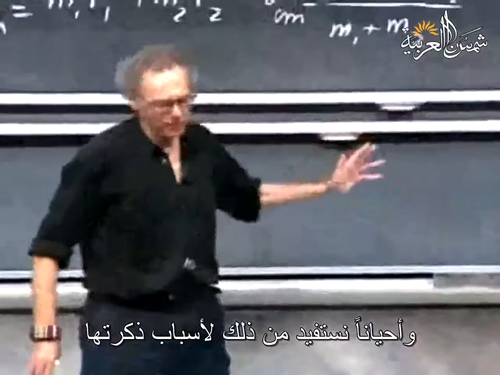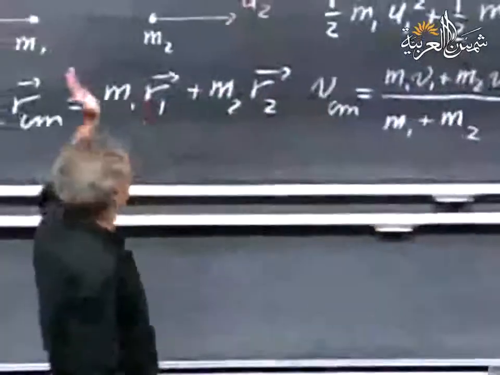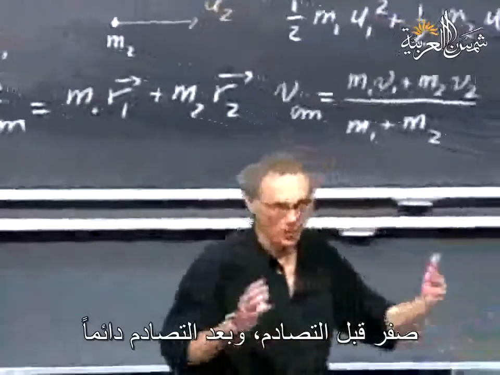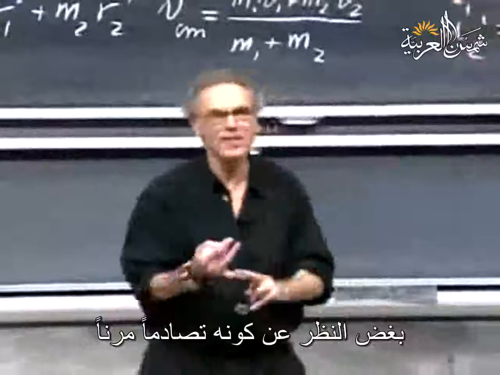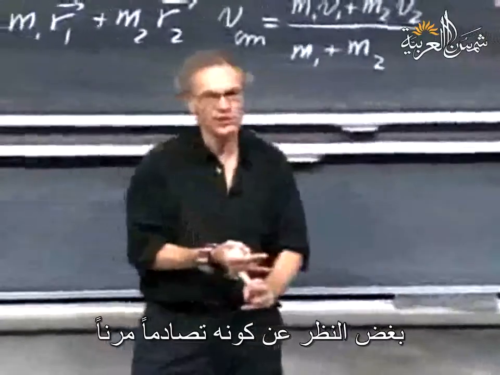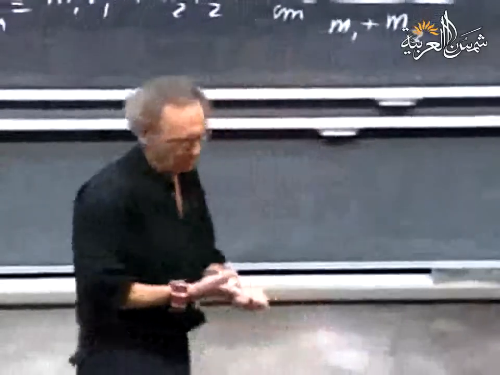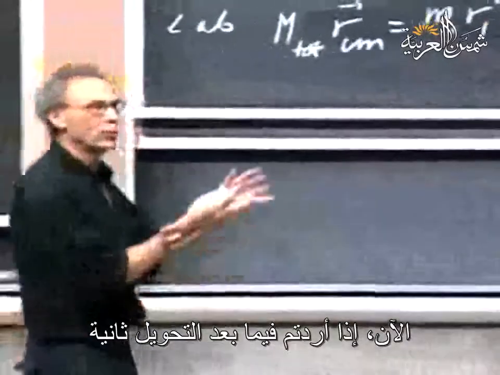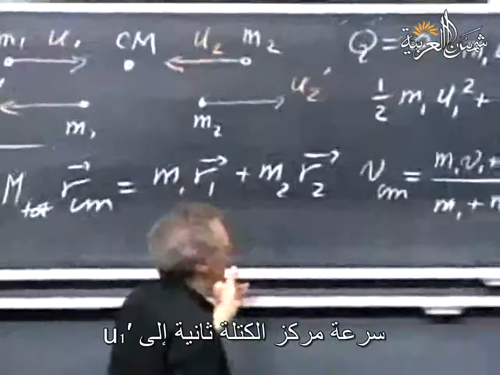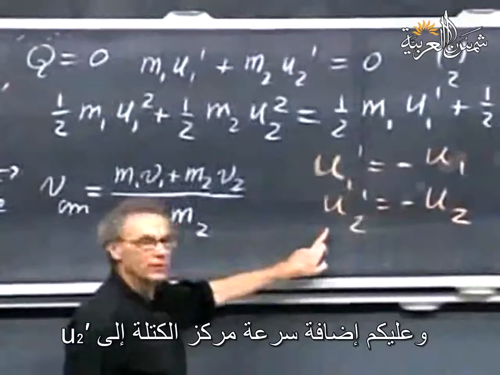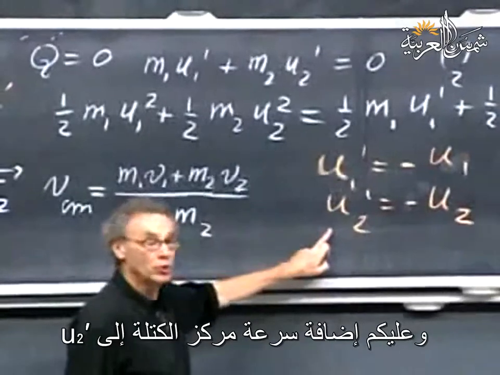And it sometimes pays off for reasons that I mentioned: the momentum in the center of mass frame is always zero, before the collision and after the collision, independent of whether it is an elastic collision, an inelastic collision, or a superelastic collision. Now, if you later wanted to transfer back to your laboratory frame, then of course you will have to add the velocity of the center of mass again to the u1 prime, and you have to add the velocity of the center of mass to the u2 prime.